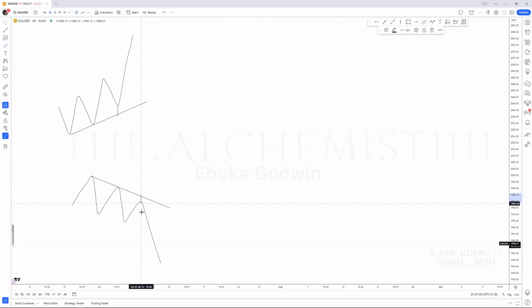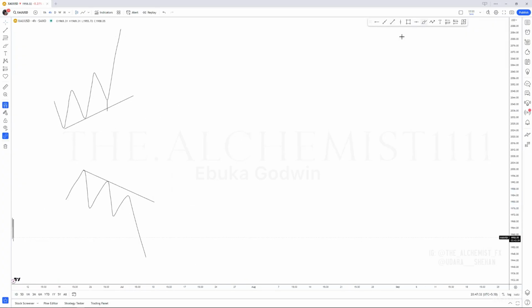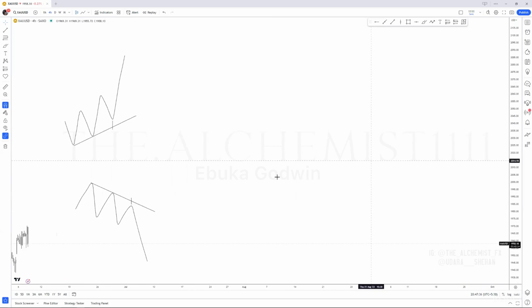Okay, so look at this. This could be the entry. So that is a continuation trend line. This is what we call a continuation trend line. Now, these are my favorite types of trend lines.